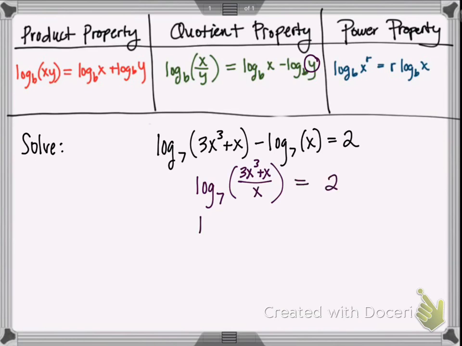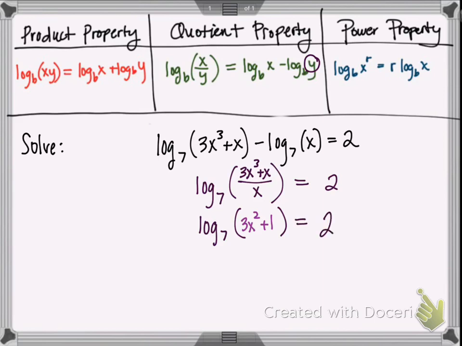So I'm going to simplify the argument. We're going to divide both terms by x, so I'm taking this and dividing it by x. So 3x to the third divided by x is just 3x squared, and then x divided by x is 1. So let me rewrite that. 3x squared plus 1, and that's equal to 2.